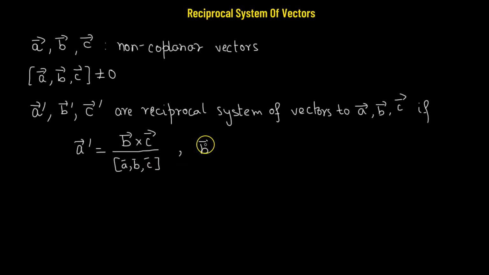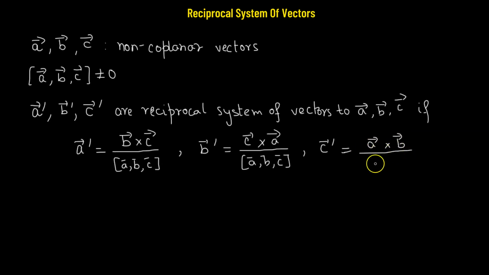For vector B prime, we define it as the cross product between vector C and A divided by the scalar triple product of the vectors A, B, and C. And for the third vector, vector C prime, that will be equal to vector A cross vector B divided by A, B, and C. Now, there are a couple of things that we can pick out from this particular idea.